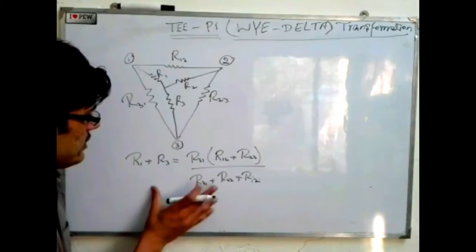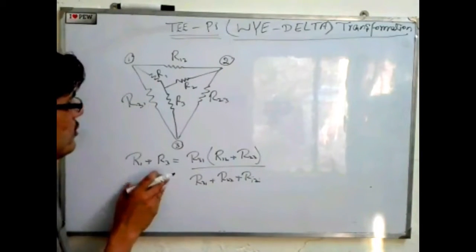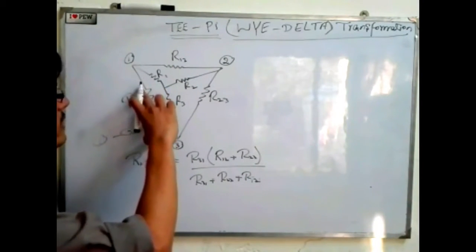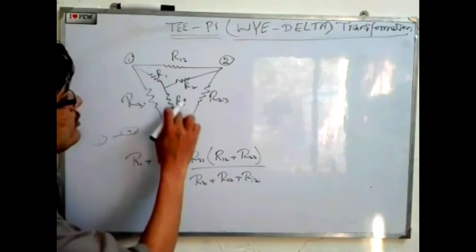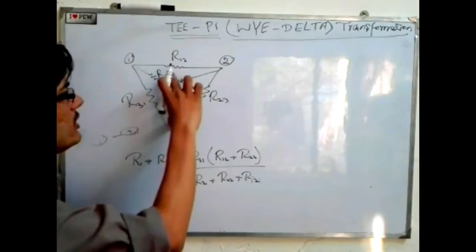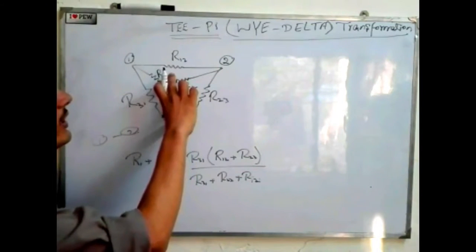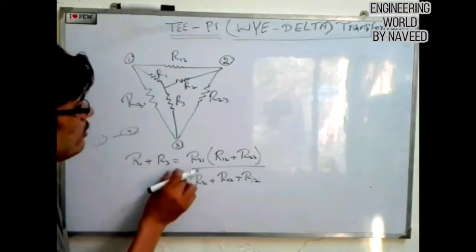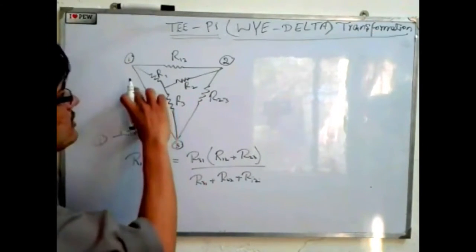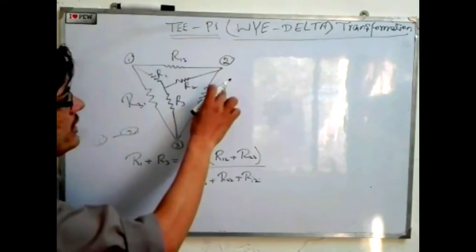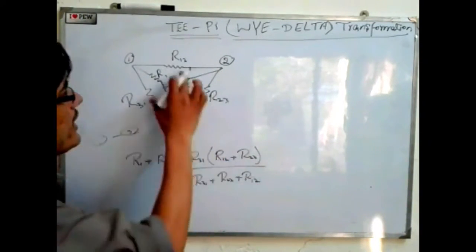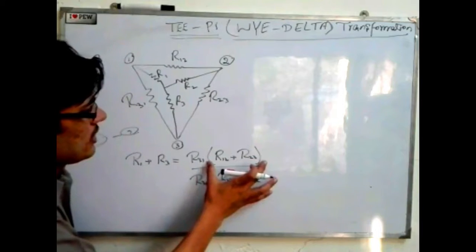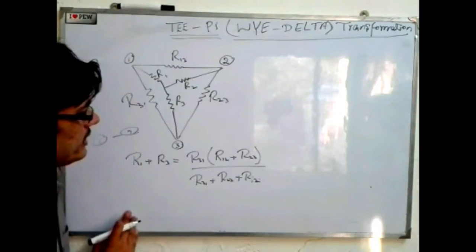So how do I write this? First I take node 1 and node 3, and I take these two resistances. I ignored this resistance. So these two resistances are in series, and we know that in series the resistances are added. So R1 plus R3, and this resistance is R31. That's why we add these two resistances, and these are in parallel with R31. So R31 multiplied by R12 plus R23 divided by the sum of all the resistances.